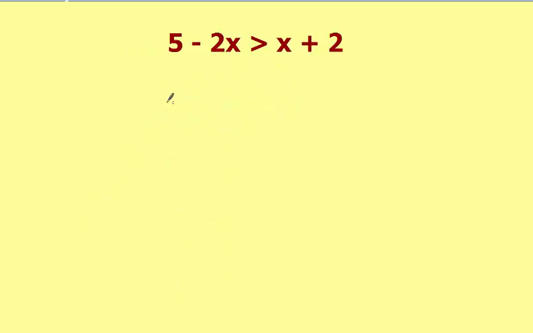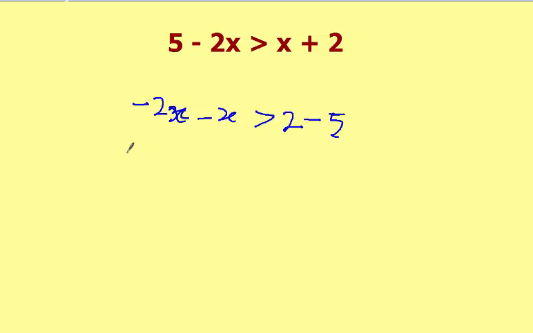We have 5 minus 2x greater than x plus 2. So grouping like terms, we're going to have negative 2x, minus x, greater than positive 2, and this is positive 5. When it moves to this side, it's going to be negative 5.